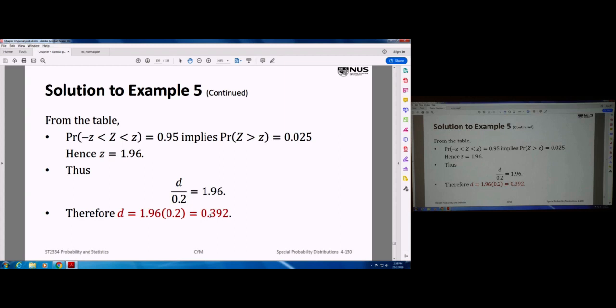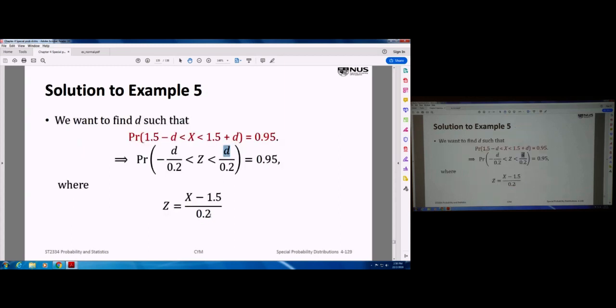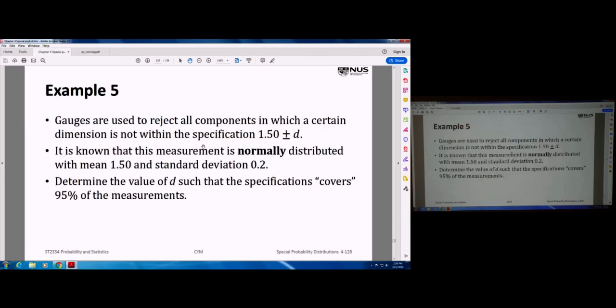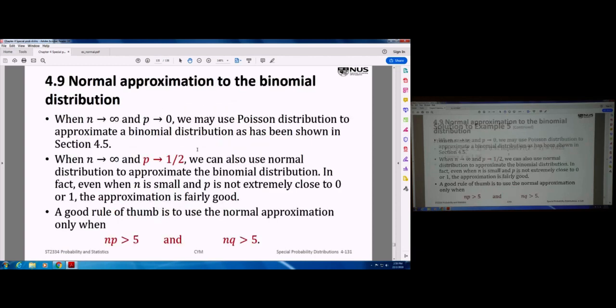The only thing to understand here is once you have this statement, then you can go to the standard Gaussian, and once you go to the standard Gaussian, you're just looking at a table. The trick is really to read this question and understand what it means. Other than that, the calculations are nothing beyond what you know how to do already.